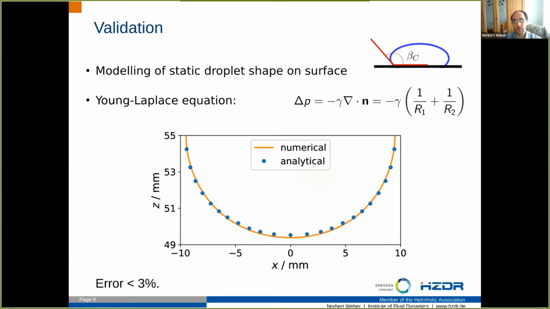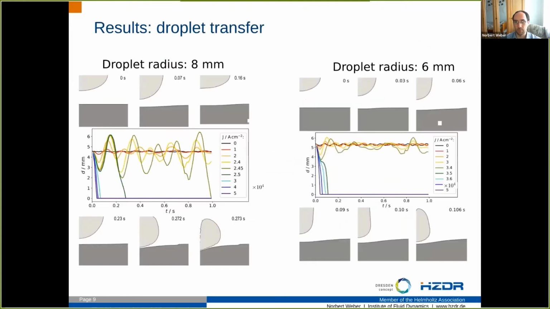For validation, we thought a lot, and in the end we decided simply to model one single droplet on a surface, because the shape of a droplet on a surface is well known, described by the Young-Laplace equation analytically, almost analytically, and we used this for comparison. So we modeled a simple droplet with a 90-degree contact angle, and we got an error smaller than 3%. At least for us, this was sufficient.